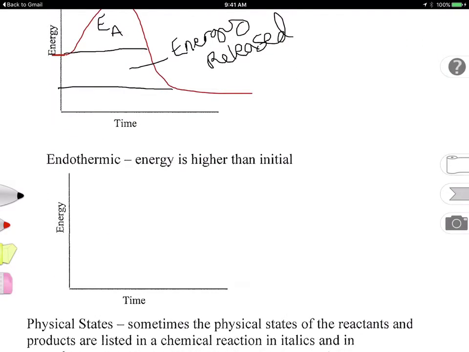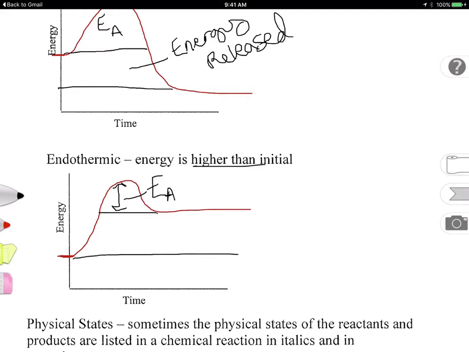Endothermics end up higher than where we started. So again, start at some level, have our hump, but now we're going to end at a higher place. Again, if you extend out the first one, the hump here, that is your activation energy, your E sub A. And then this time, this is your energy absorbed.